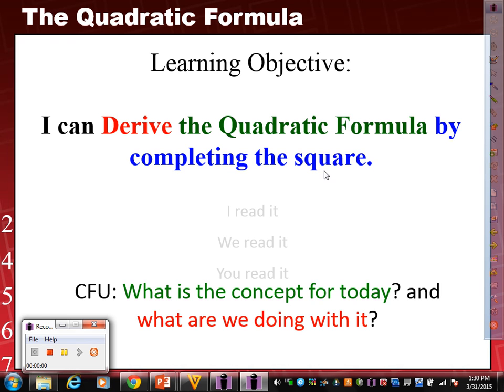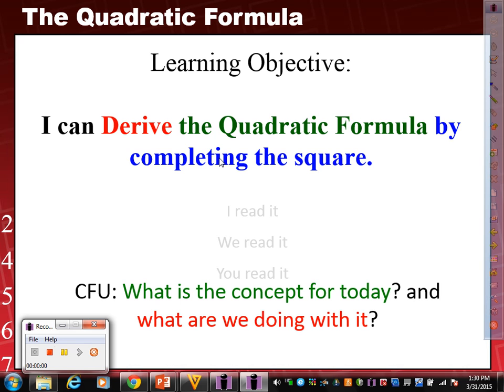All right. Our objective for today: I can derive the quadratic formula by completing the square. Let's read together. 1, 2, 3. I can derive the quadratic formula by completing the square. So derive means that you need to create. We're creating the quadratic formula, and we know the process of completing the square. Is that correct? That's the process that we use right now for the warm-up.